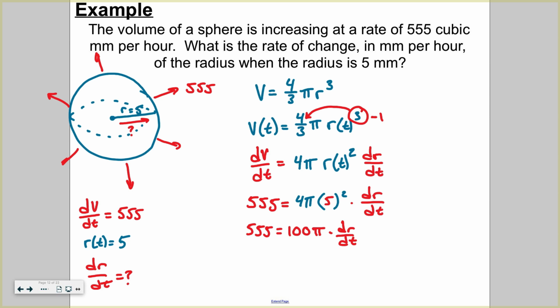And then dr/dt is going to be 555 all over 100 pi. And then we just need to simplify that down. So 555 divided by 100 is going to be 111 all over 20 pi. And this is going to change at a radius is a single length. So that's going to be dimension of 1, so millimeters per hour.